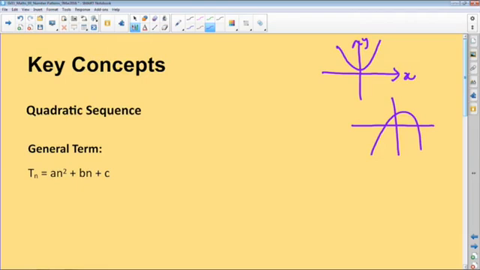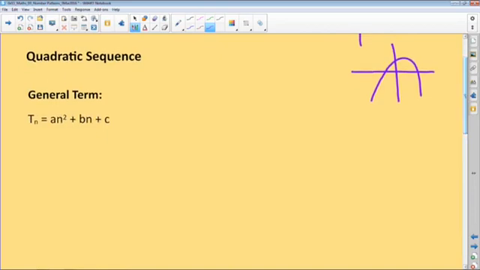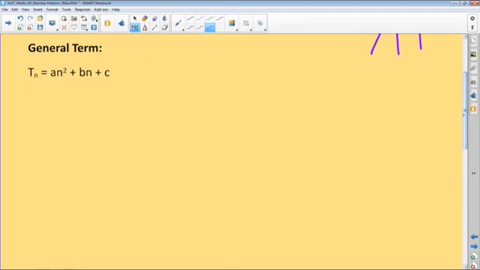So now we will be asked to work out the terms in a quadratic sequence. So it's Tn equals an squared plus bn plus c. Now, if I were to work out maybe the first term, remember how do you work out the first term? You say T1 is a(1) squared plus b(1) plus c.